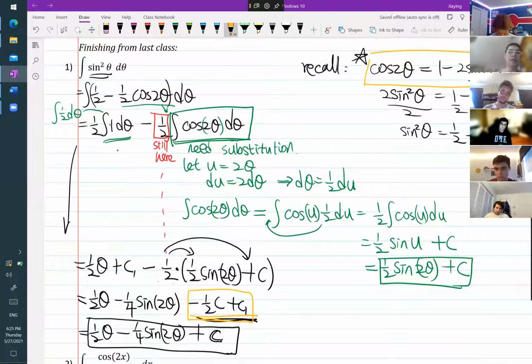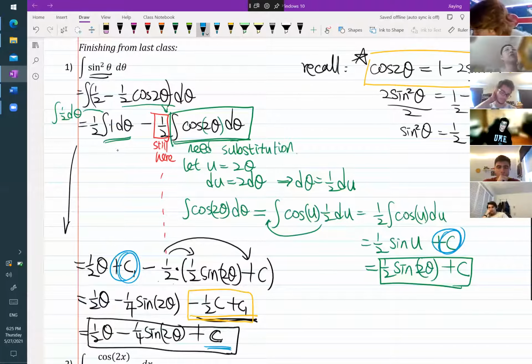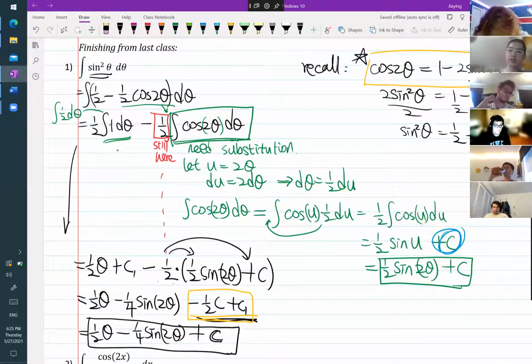This is also something you can use in the future: when you integrate multiple parts, you don't have to add a c each time. You just make sure that at the very end you add a c. So here I added this c, I don't have to add c1. As long as I keep a c at the very end, it's still correct. Not always the case, but for now it is.